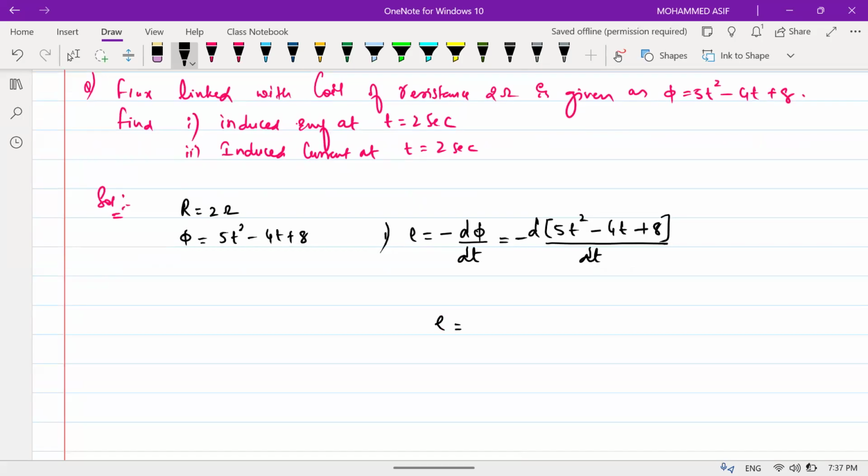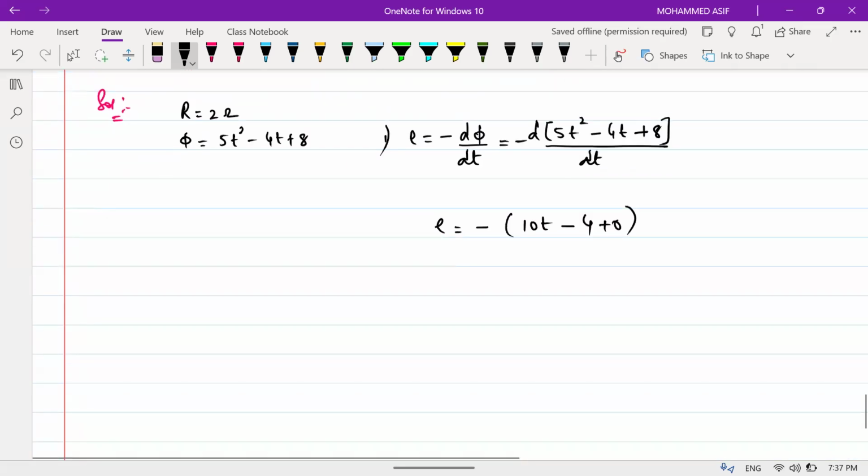So E is equal to how much for me? Minus, differentiation of 5 t square: the 5 is out, differentiation of t square is 2t. So this will become how much? 2t, 10t. Isn't it? Minus 4 is out, dt by dt is nothing but cancel. 8 is a constant, it will be 0. So EMF will become how much for me, beta? E is equal to minus of 10t minus of 4.